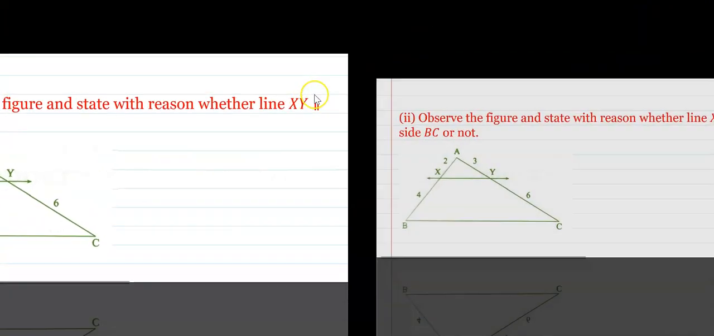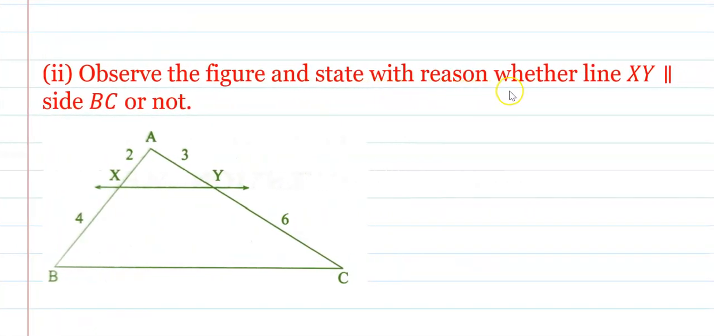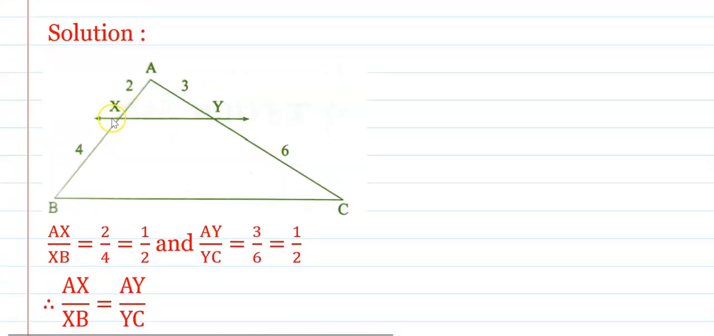Observe the figure and state with reason whether line XY is parallel to side BC or not. Here we have the line XY, is it parallel to BC? For that, we will take this ratio AX upon XB. That is 2/4, and after simplification 1/2. AX upon XB is equal to 1/2. What about AY upon YC? It's 3/6, again after simplification we get 1/2.